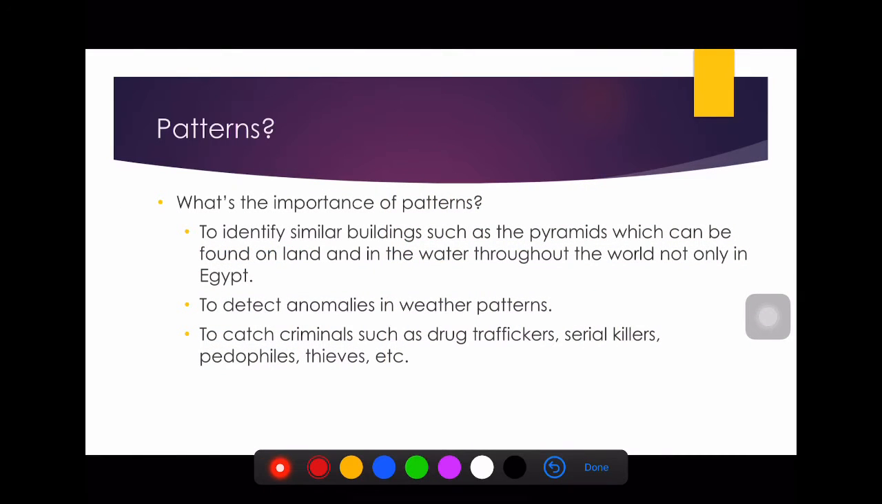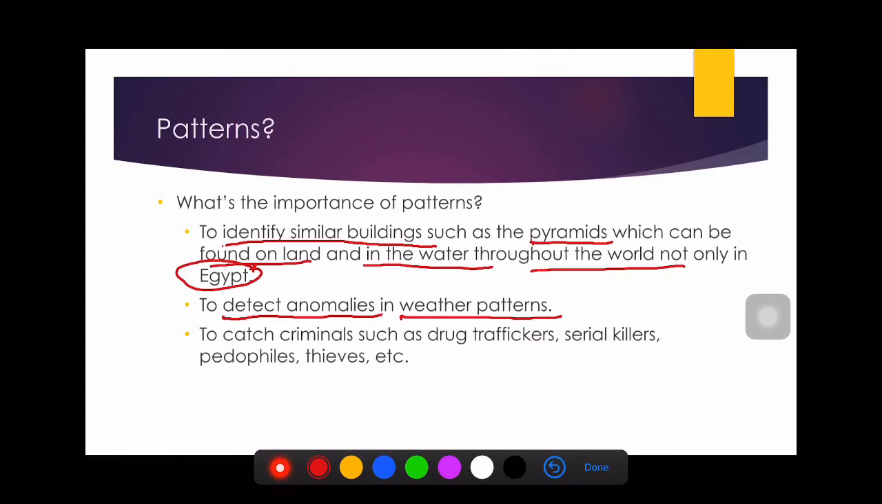Alright, another importance of patterns will be to identify similar buildings such as the pyramids, which can be found on land as well as in the water throughout the world, and it's not only found in Egypt, but underwater it was found somewhere in the Bermuda Triangle and somewhere in Japan as well. The patterns actually help scientists to detect anomalies in the weather patterns. Okay, anomalies such as suddenly there's a hurricane, suddenly there's a storm, so they would be able to detect the anomaly.